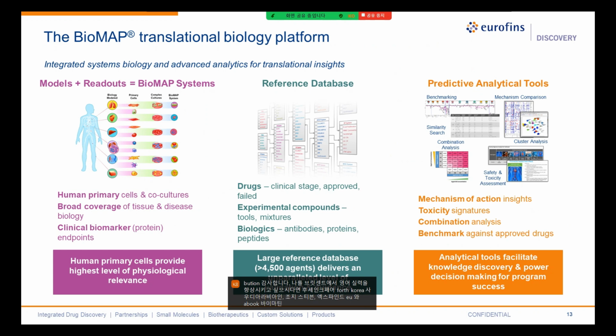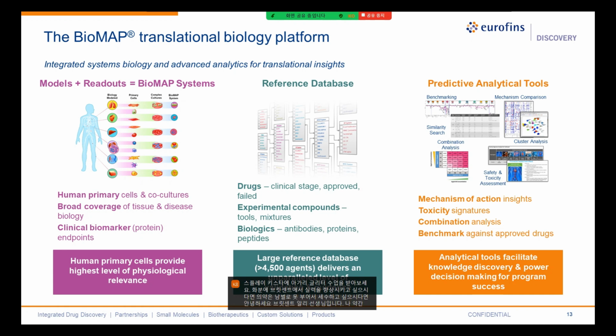BioMap is, as I say, a phenotypic platform that makes extensive use of human primary cells and co-cultures. The reason human primary cells are used is because they are very good at modeling particular tissue biologies and diseases. They haven't effectively forgotten where they come from, and they still act like the source tissue from which they were derived. We have a number of models or systems of different aspects of human tissue biology and disease, and we currently have about 50 different models.